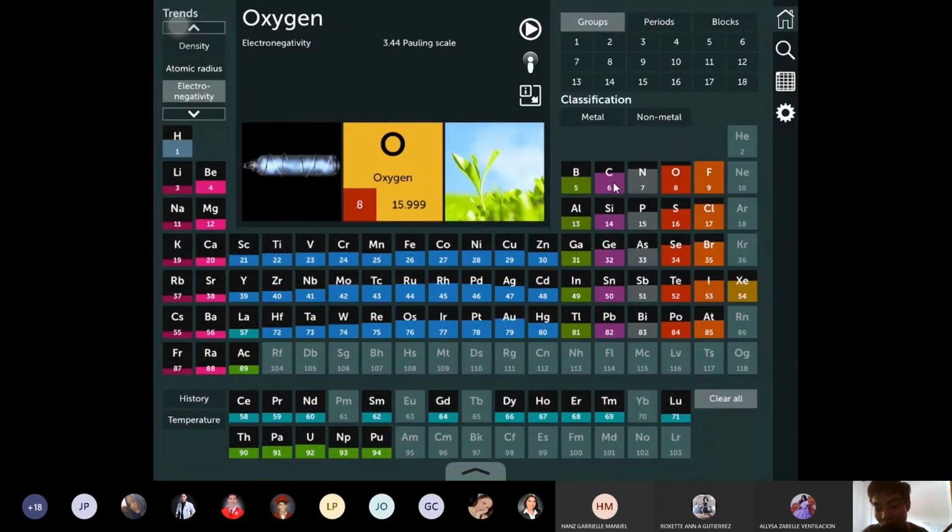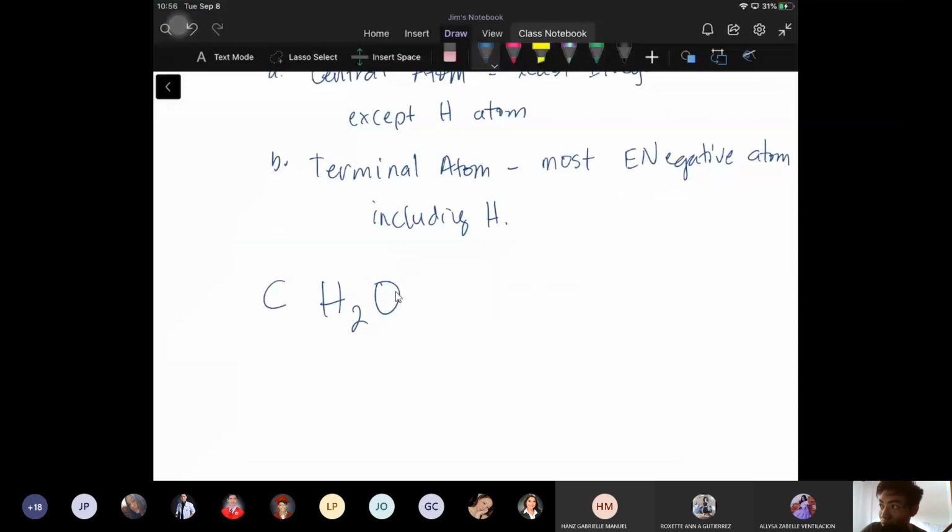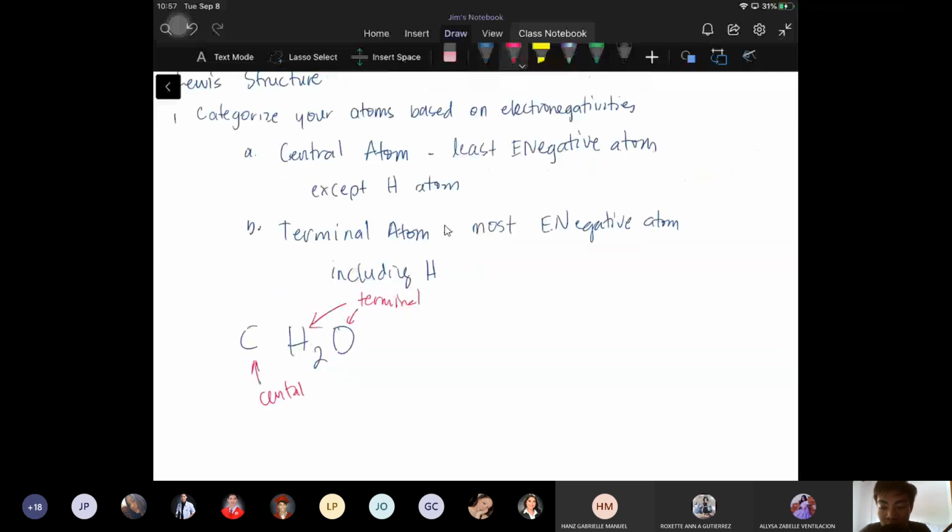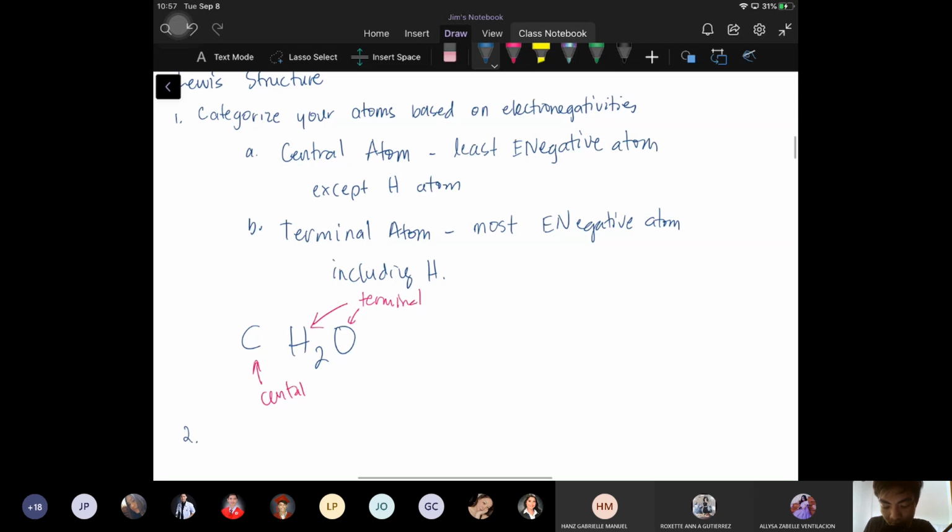So, among the three atoms, carbon, hydrogen, and oxygen, carbon would be our central atom. So that means hydrogen and oxygen, this will be our terminal atoms. Nasa dulo sila. Okay? So, ganun lang. So, that's how you categorize your atoms based on electronegativities. As long as you know the trend, you're good to go. So, after categorizing your atoms, rule number 2 tayo.